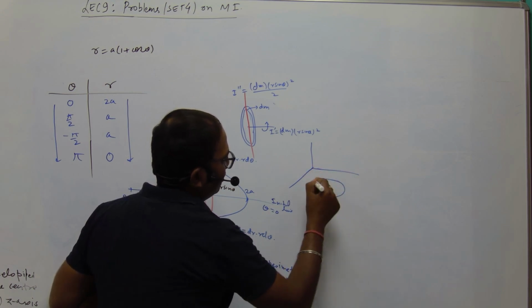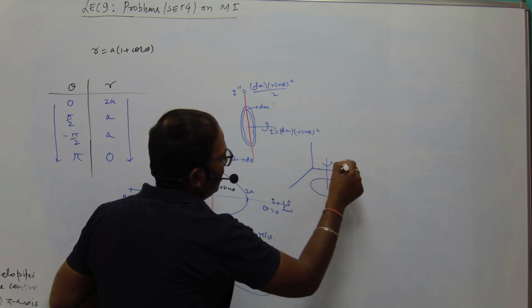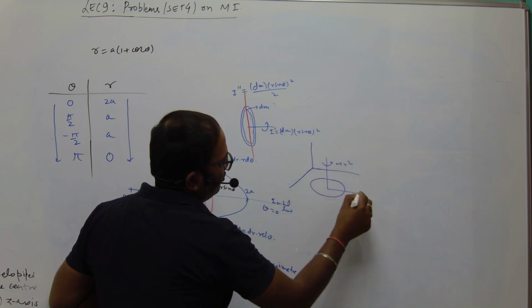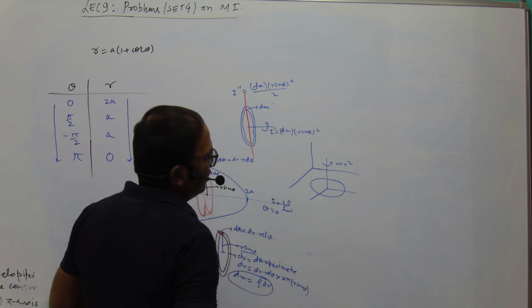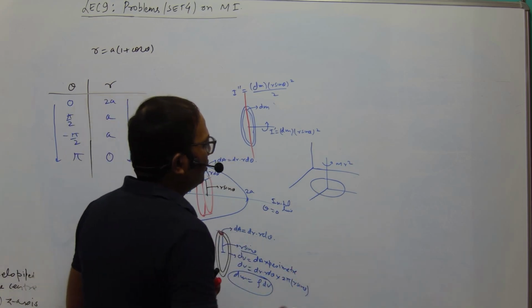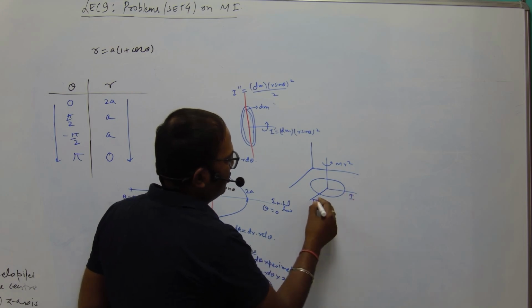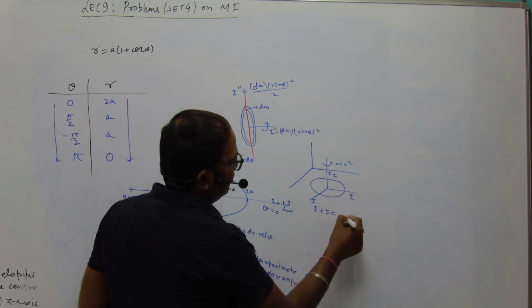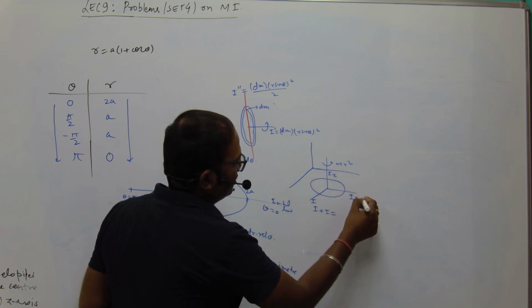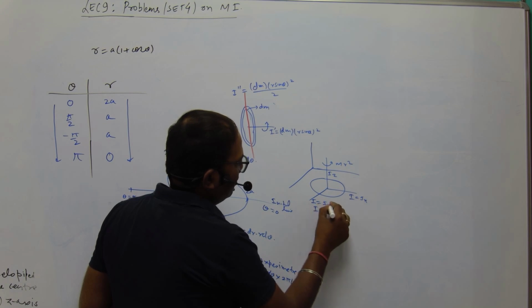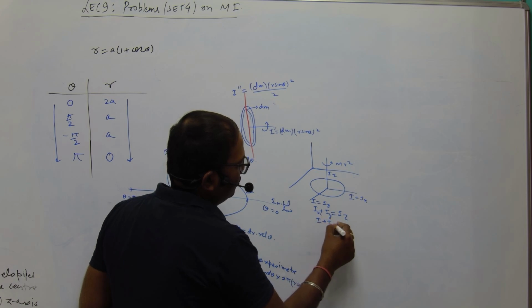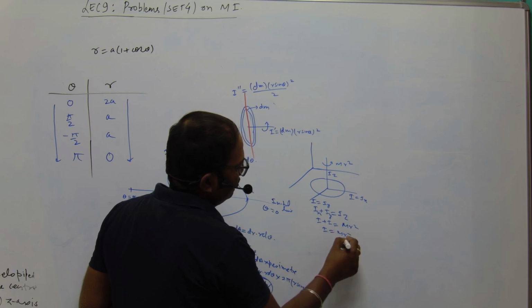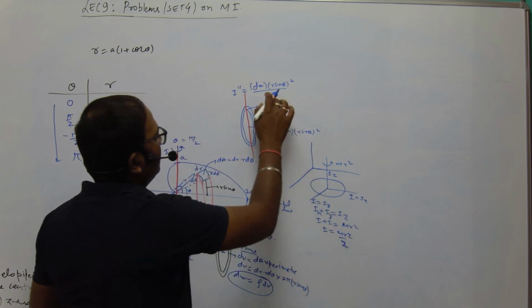So this is our ring. What will be the moment of inertia? This is mr square. What will be the moment of inertia about a line passing through the center and lying in the plane of the ring? Let us take this as Ix and this as Iy, the same because of symmetry. So Ix plus Iy is equal to Iz, and Iz is mr square. So I is equal to mr square upon 2, half of this.